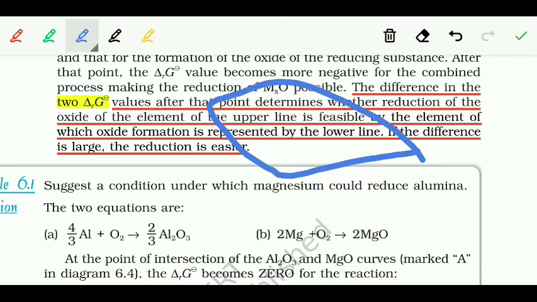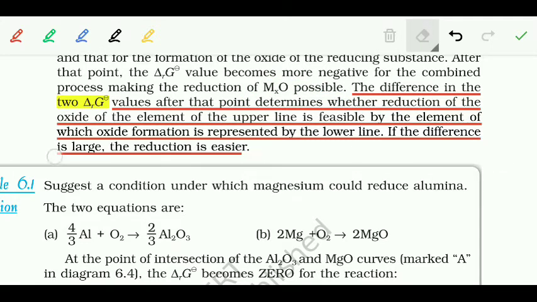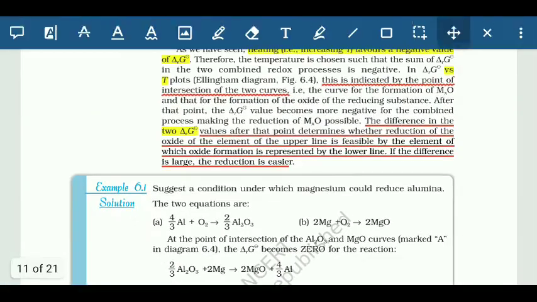It means for the reduction of a particular metal oxide, its line should be above the line of the reducing agent. Whichever line is above, only then can the reagent below reduce the oxide of the upper line. If the difference is large, the reduction is easier. As the difference increases, reduction becomes easier. So let's see from the graph again.